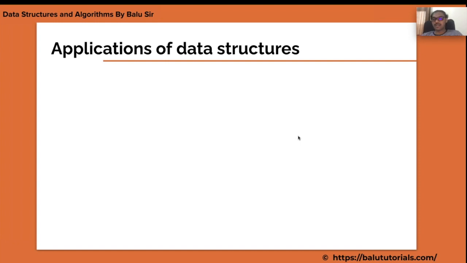Whenever you attend top companies like Google, Amazon, Facebook, the top MNC companies, the elimination round itself is C programming along with data structures. So you should know the data structures properly in order to get the jobs.